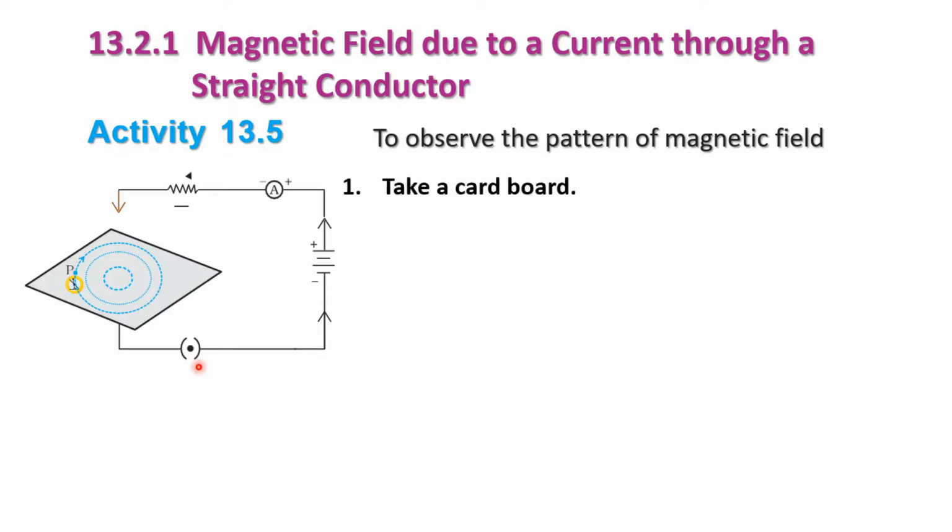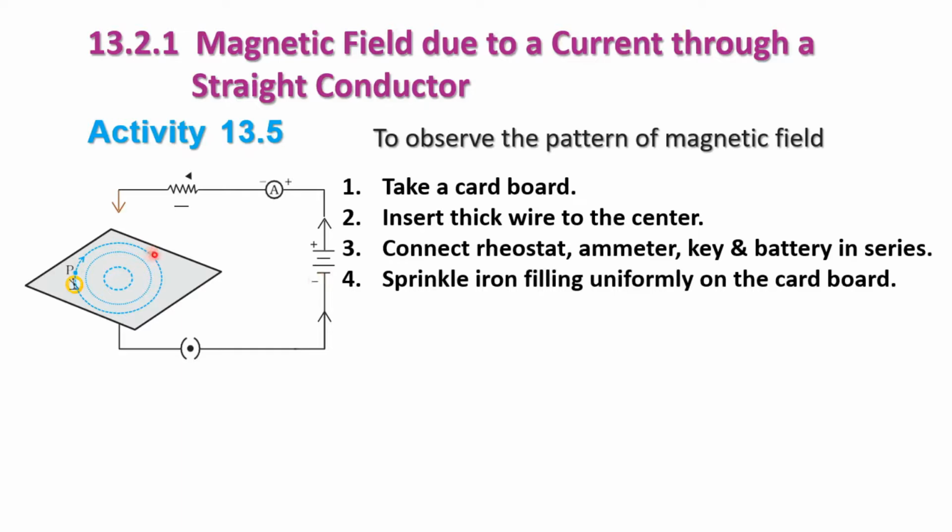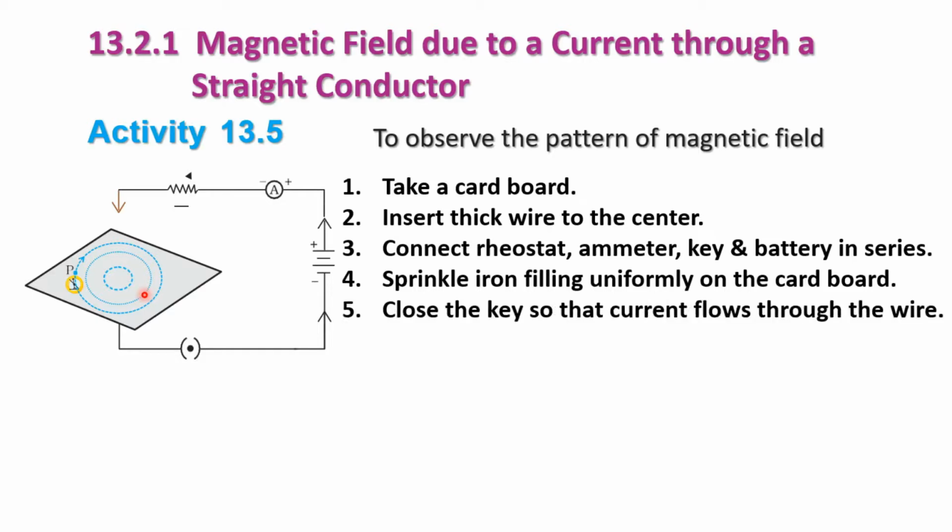For this activity, we have to first take a cardboard. So, this is our cardboard. Then, insert a thick wire into the center. This is the center and the wire is inserted over here at this point. Then connect the rheostat. This is the symbol for rheostat. Connect rheostat, ammeter, key and battery in series. Then sprinkle iron filings uniformly on the cardboard. You can sprinkle with the help of a salt sprinkler.